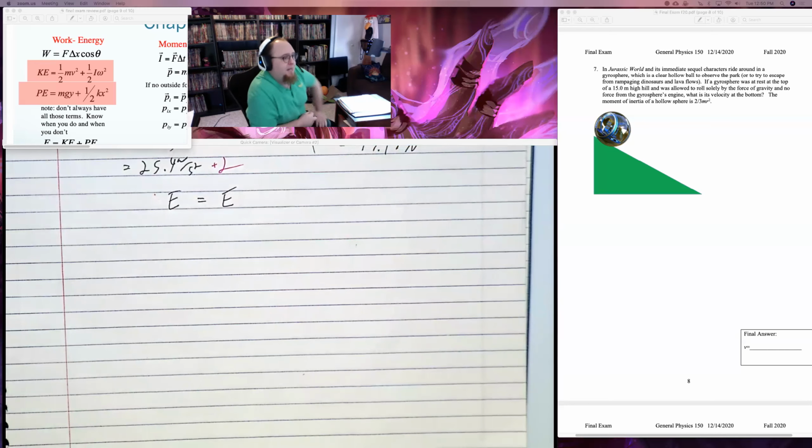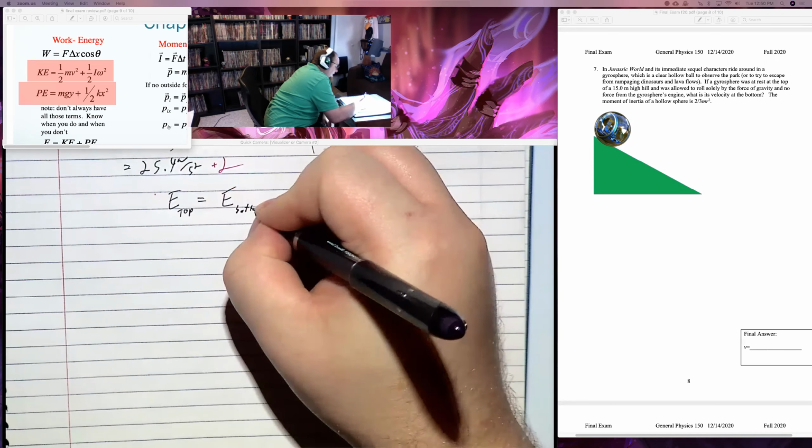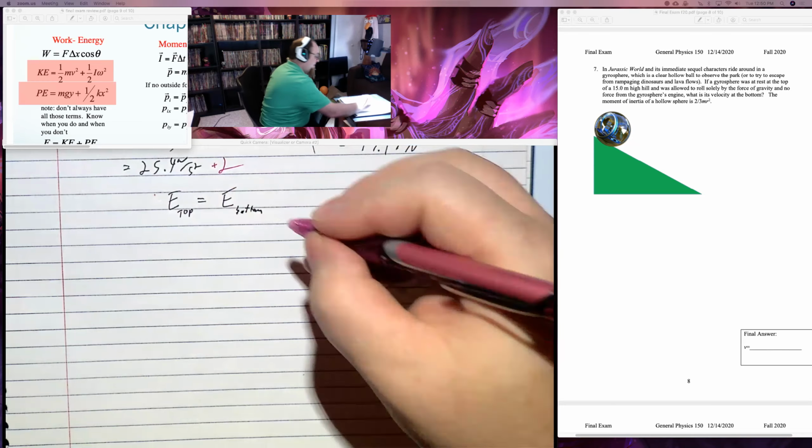Now, in this problem, I say, in Jurassic World and its immediate sequel, characters ride around in a gyrosphere, a clear hollow ball to absorb the poke. The gyrosphere was at rest at the top of a hill. It was allowed to roll solely by the force of gravity and no force from the engine. What's the velocity at the bottom? So I'm comparing two spots, the energy at the top and the energy at the bottom. Once again, conservation of energy, E top equals E bottom, or for springs maybe EA equals EB or something. That will be part of it.